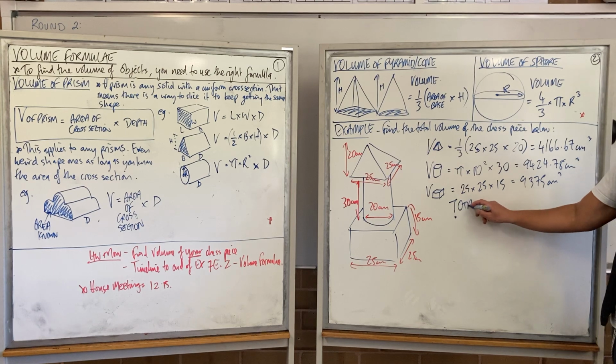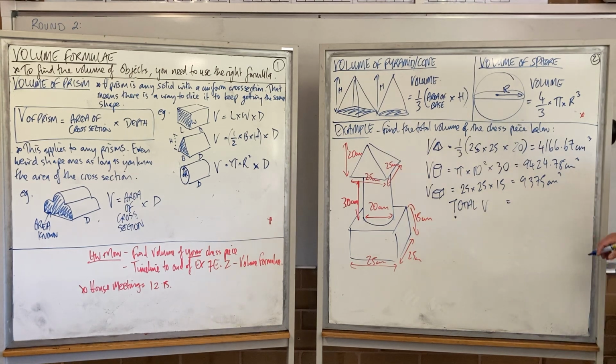So what's the total volume? Total volume: 9375 plus 9424.78 plus 4166.67, 22,966.45 cubic centimeters.